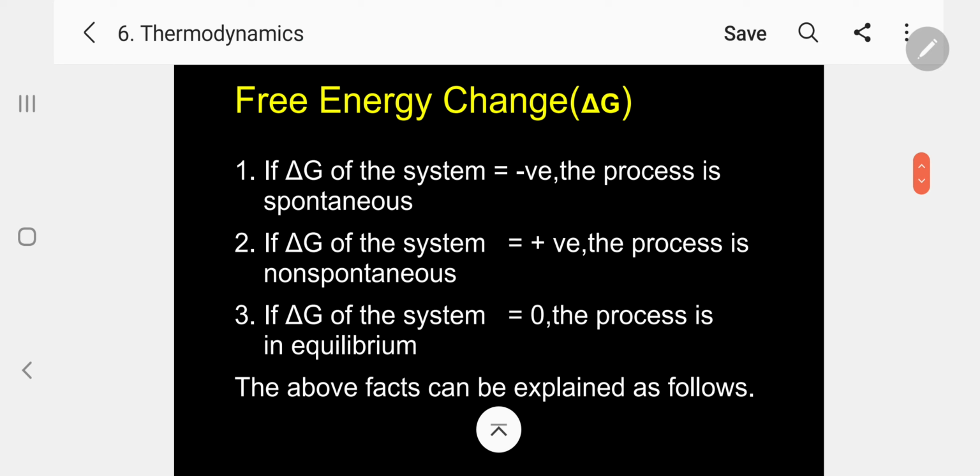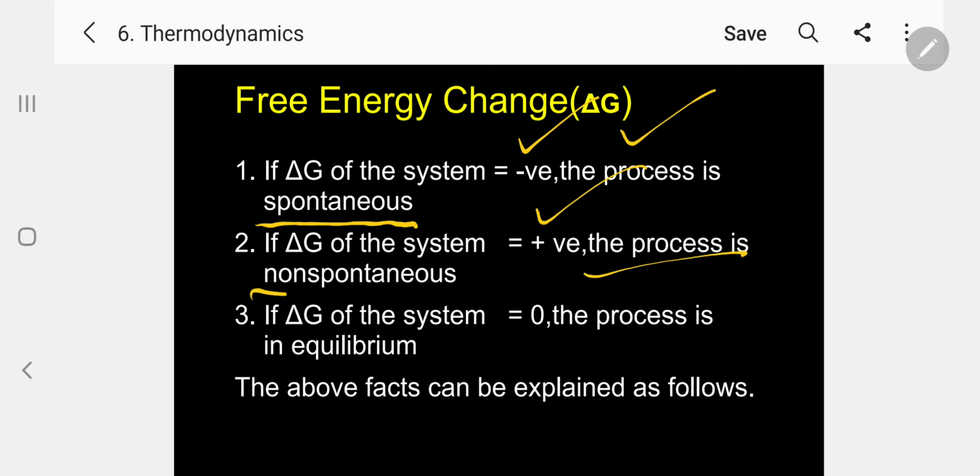So let me explain now. I told you delta G is the most important condition we have to decide. If delta G of the system is negative, the process is spontaneous. I already informed you. The next question arises: if delta G is positive, this process is called non-spontaneous.